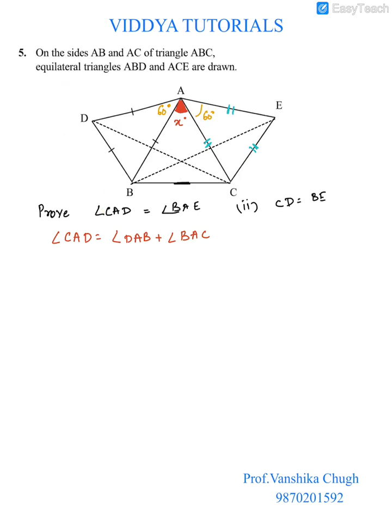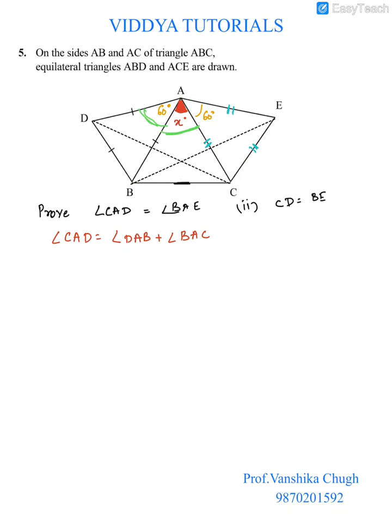I have to prove that angle CAD is equal to angle BAE. I have to prove these two triangles equal. So let's see how to do it. Now I know that angle CAD is made up of two different angles. You can clearly see these two angles, part 1 and part 2. So it is made up of angle DAB and angle BAC.